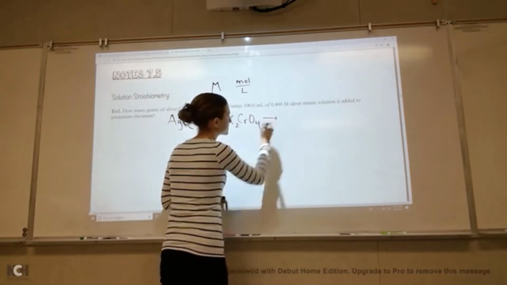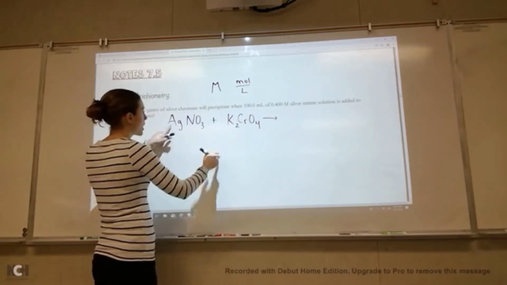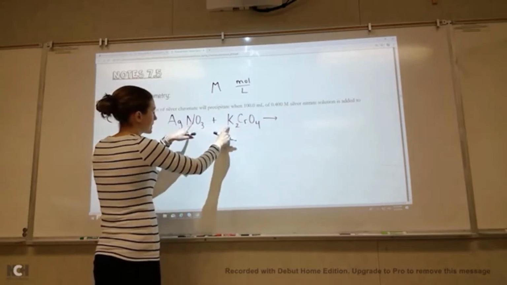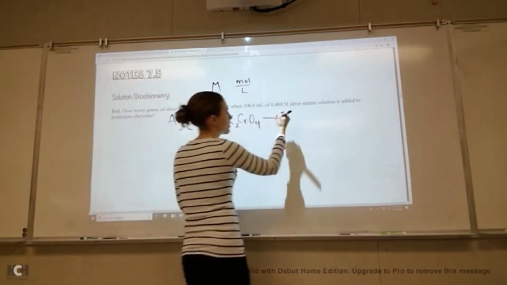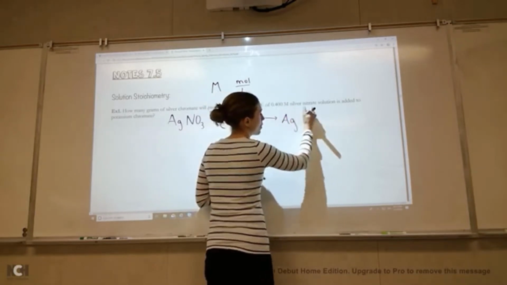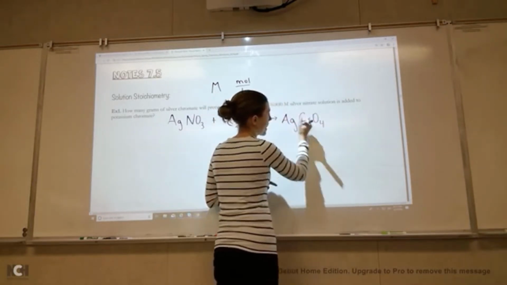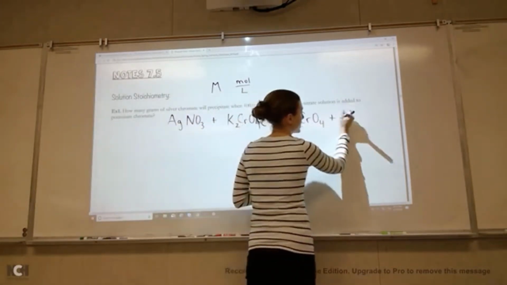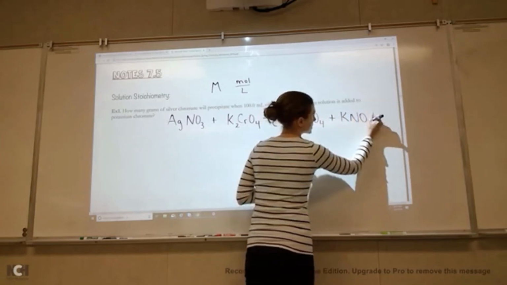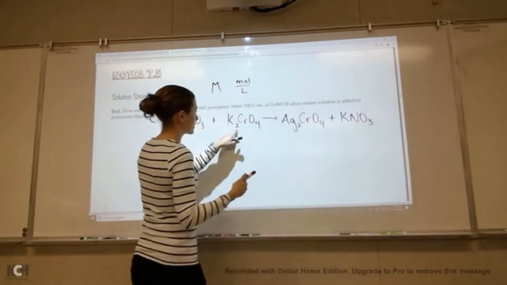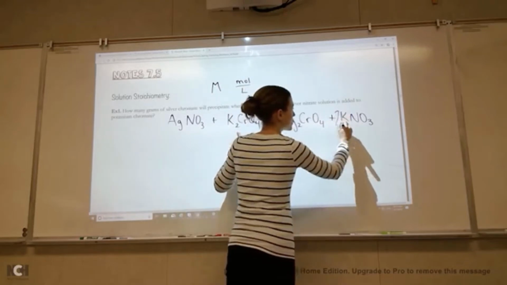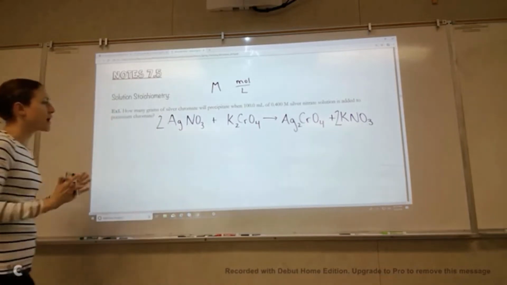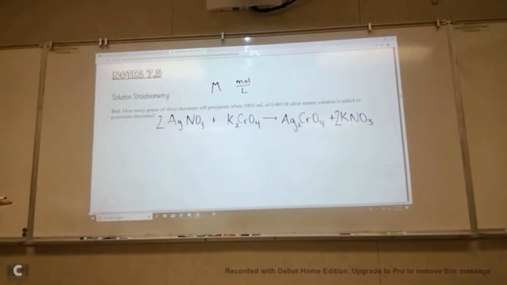And so my products, since this is going to be a double replacement reaction, would be silver chromate, so Ag and CrO4, and potassium nitrate, K and NO3. So Ag has a +1 charge. Chromate has a -2 charge, so this would become Ag2CrO4. And then my other product is going to be potassium nitrate, so KNO3. So the last thing I've got to do really quickly is balance. I've got 2 potassiums here, so I'm going to put a 2 here. And then I've got 2 silvers here, so I'm going to put a 2 here, and I'm balanced. Now comes the stoichiometry part of it, now that I have a balanced reaction.